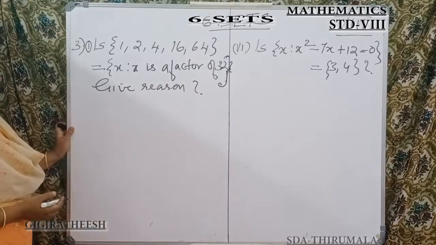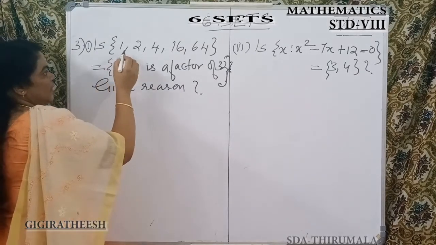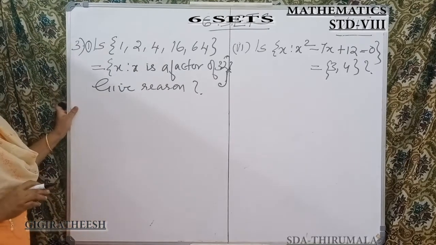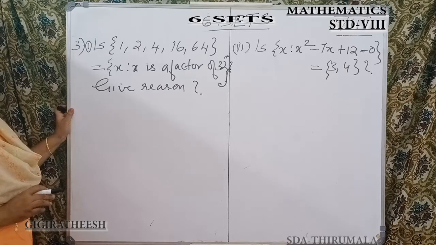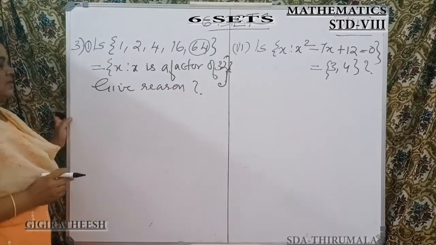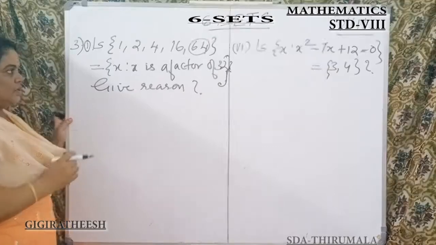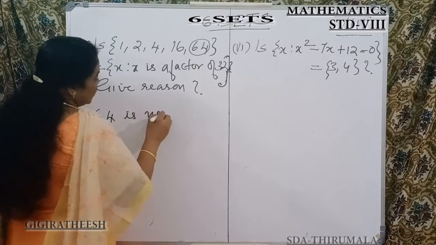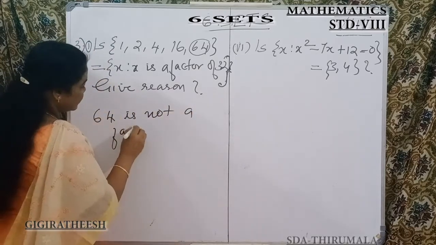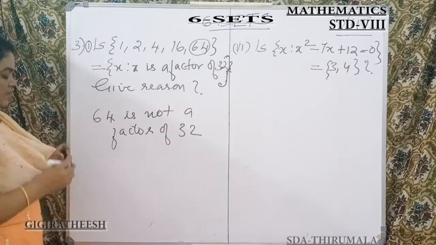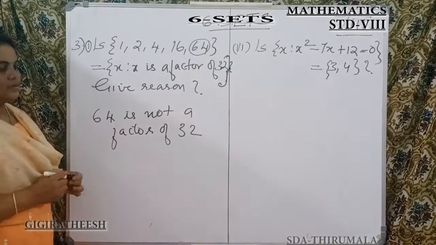What are the factors of 32? We know that the factors of 32 are 1, 2, 4, 8, 16. All are factors of 32. But 64 is not a factor of 32, because 64 is greater than 32. So we can say that the sets are not equal. And the reason here is that 64 is not a factor of 32. That is the first question.